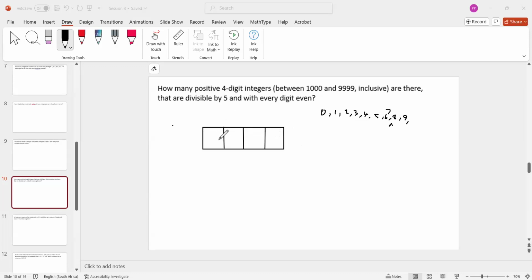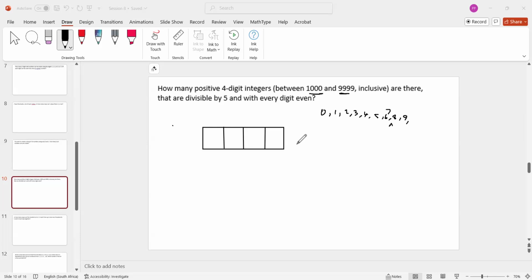The 4-digit numbers. So just bear in mind, you can't put a 0 here, because otherwise it's not a 4-digit number. So you can only put the numbers which are 1 and more. And they say, yes, between 1,000 and 9,999. Now they are divisible by 5. All right, let's start with that.